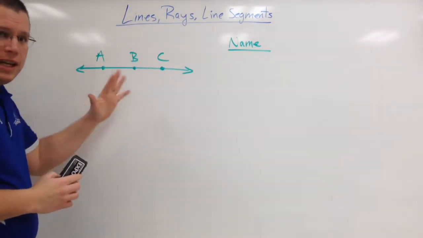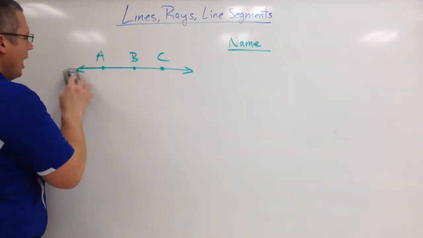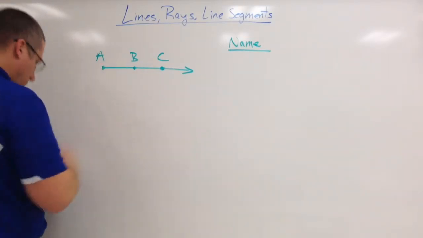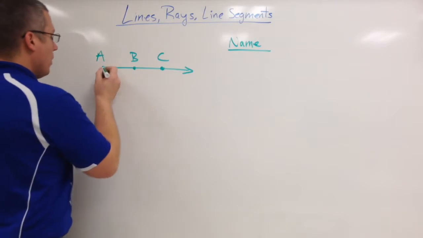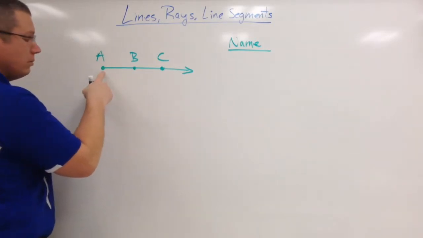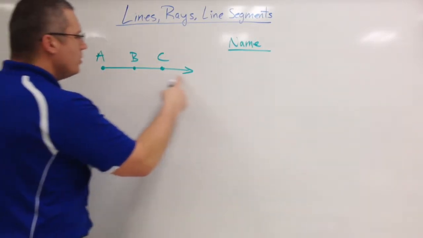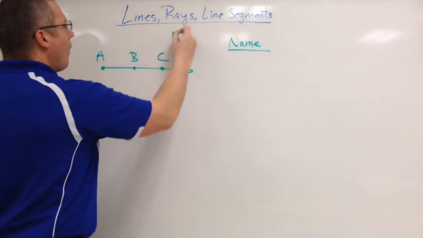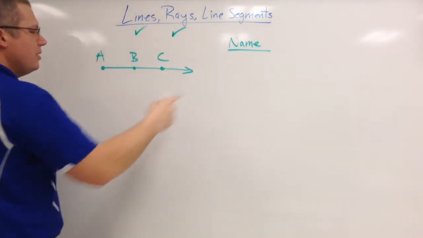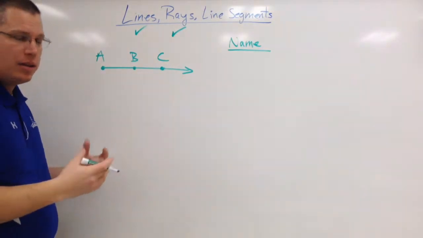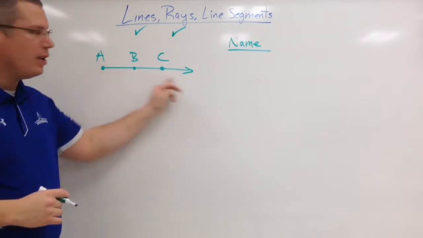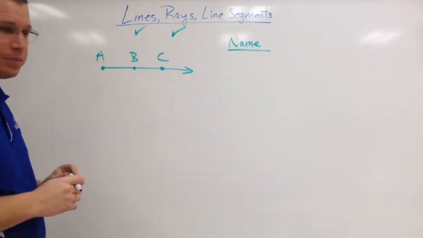Now I'm going to start shrinking down. I'm going to take my line, and instead of having infinite both directions, I'm going to cut this end off. So now my endpoint is A, and it goes infinitely this direction. This now is a ray. We did lines, this is a ray. A ray is, you could say loosely, half of a line. It has an endpoint and goes infinitely in one direction.